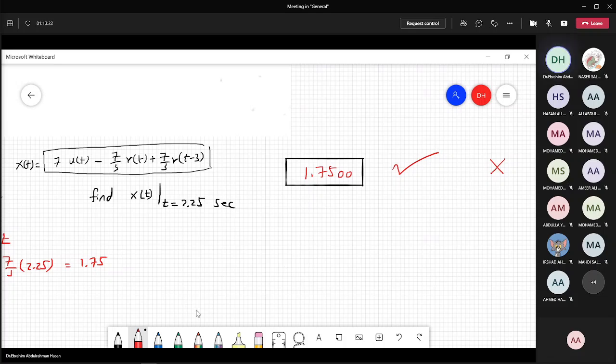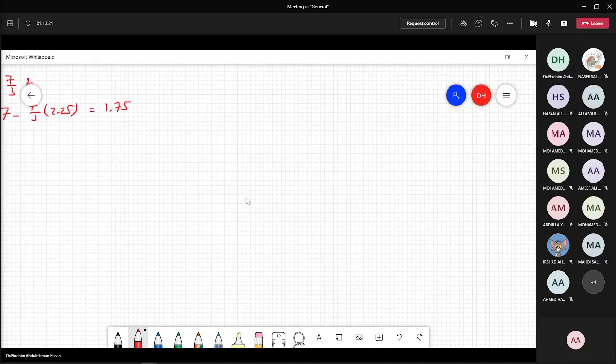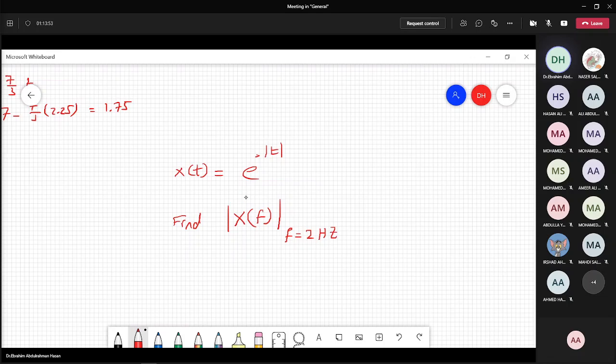Okay, let's take another example. Suppose x of t equals e to the power of minus t. The question is to find the magnitude of x of f at f equal to 2 hertz.